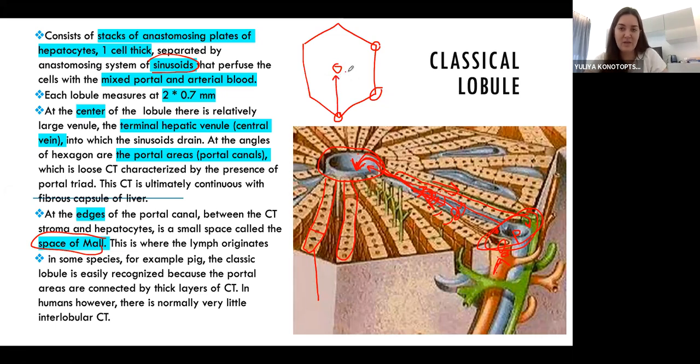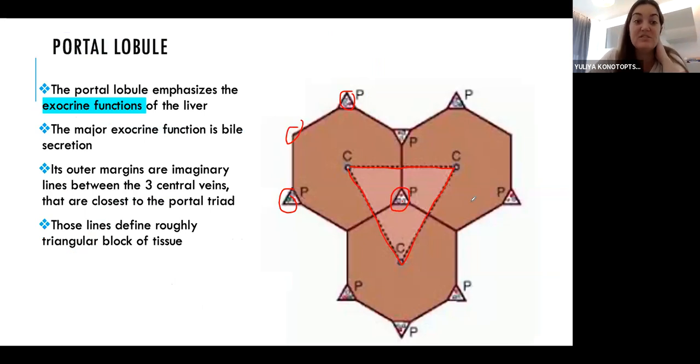So here I have some hepatocytes along this way, and these hepatocytes are making bile, and this bile is going towards the portal triad. It's going towards the bile duct, which will be collecting this bile, right? So this is why the center is different. So just remember that the portal lobule has a triangular structure, and it has in the center the portal triad. In the periphery, it has the central veins.